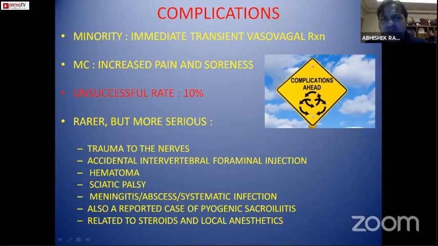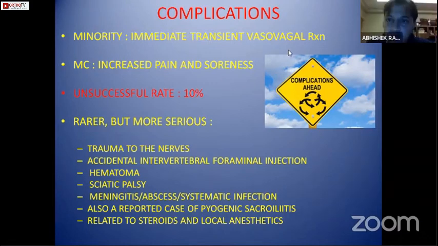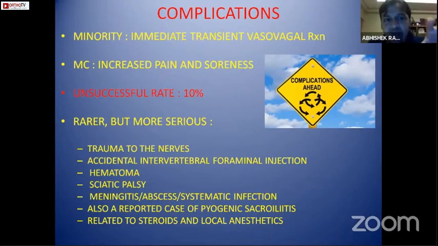Coming to a few complications, a minority of patients, very, very rarely, can present with an immediate transient vasovagal reaction. However, the most common is an increased pain and soreness of the SI joint for a short duration. We have to remember that there is a failure rate of about 10%.